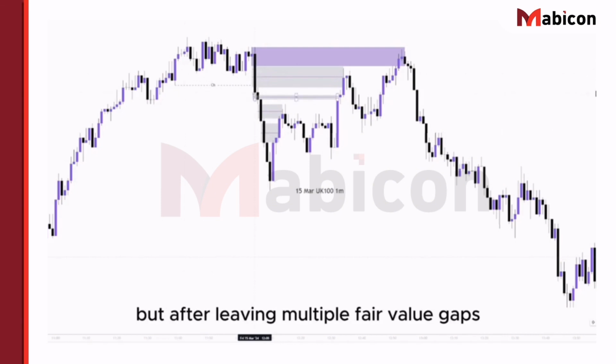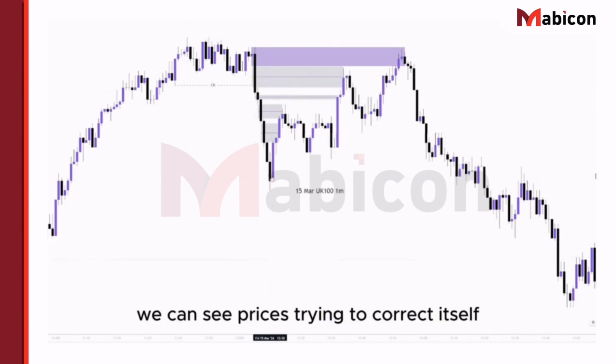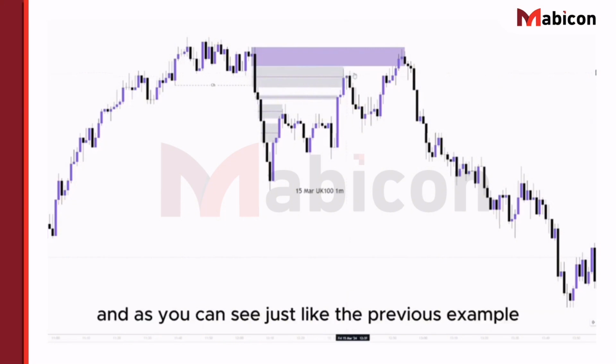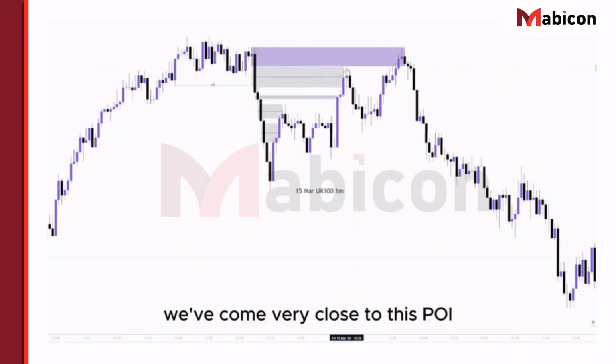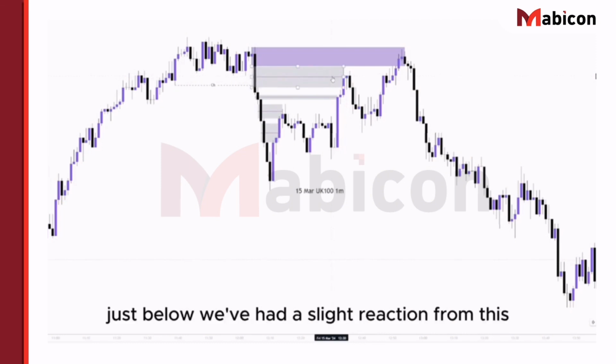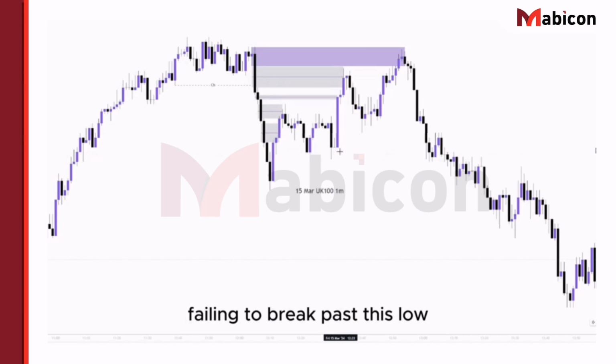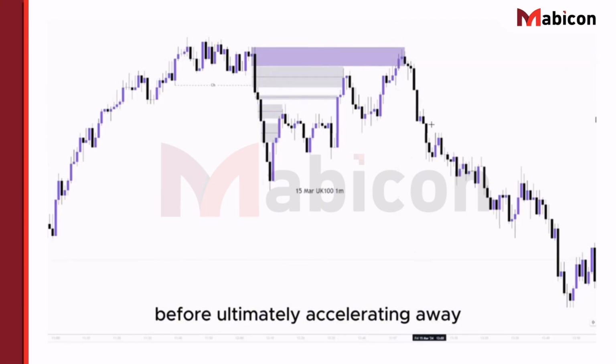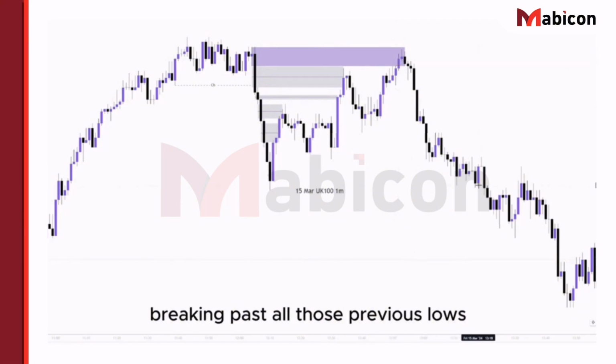But after leaving multiple fair value gaps, we can see price is trying to correct itself, pulling back into these areas, reacting from them subtly, pushing back up, mitigating these fair value gaps. And as you can see, just like the previous example, we've come very close to this POI by mitigating the fair value gap just below. We've had a slight reaction from this, failing to break past this low, and then continuing back up to take the last of the orders from this leg before ultimately accelerating away, breaking past all those previous lows.